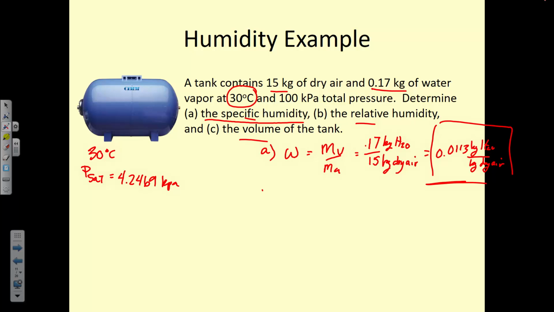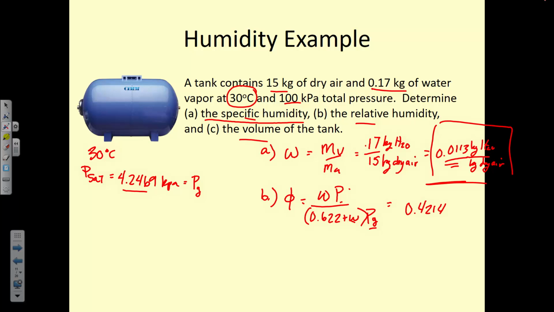Okay, that's pretty easy. So part B, the relative humidity, what's the symbol for that? Phi. Okay, so this is equal to omega times the pressure divided by 0.622 plus omega times P sub G. What's P sub G in this case? Okay, so this is P sub G. So if we plug in the numbers using 100 kilopascals for the total pressure, and the omega value we determined previously, with P sub G coming from here, then we find this to be 0.4214, or 42.14% relative humidity.